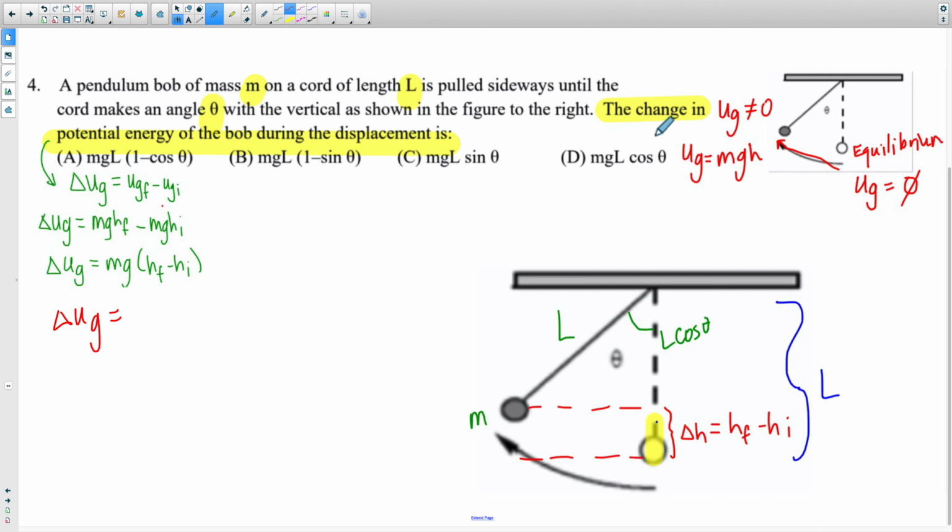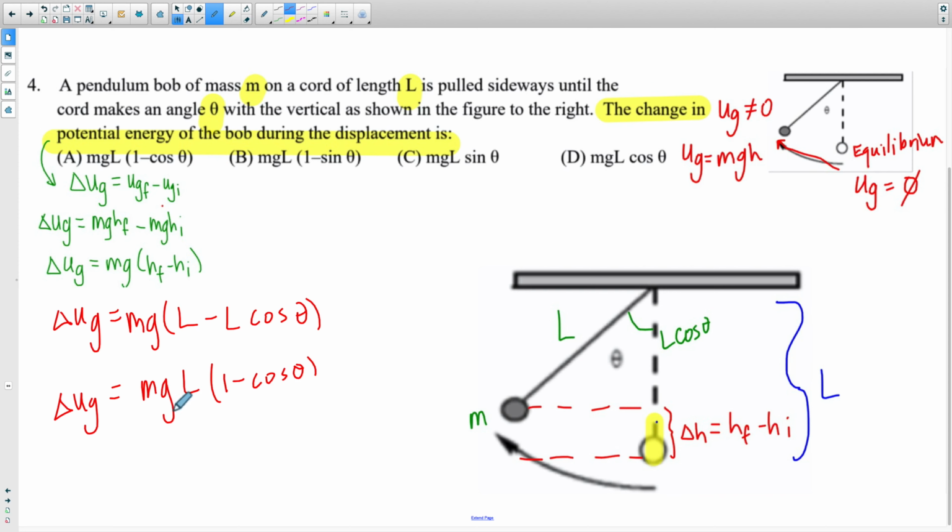because the question is asking for the change in potential energy. So the only thing we need to do now is plug in this distance. And this distance is L minus L cosine theta. If I factor out the capital L, then I get 1 minus cosine theta. And so this should be my answer, and if I look to my multiple choices, that is listed as answer A.